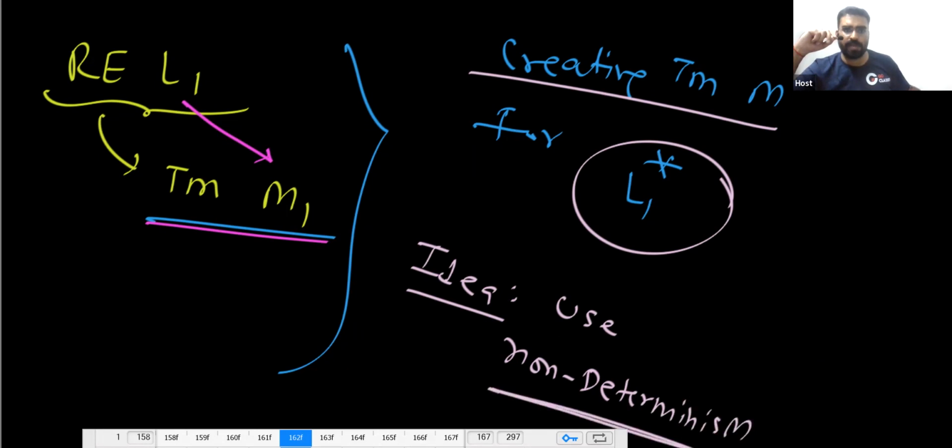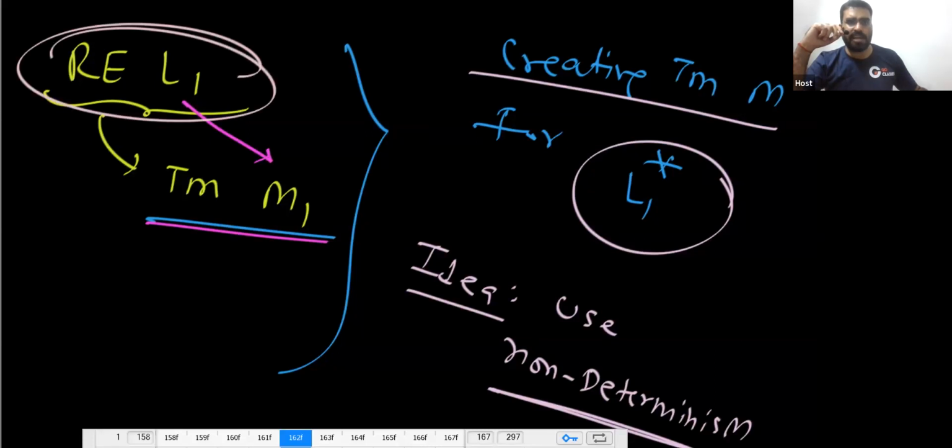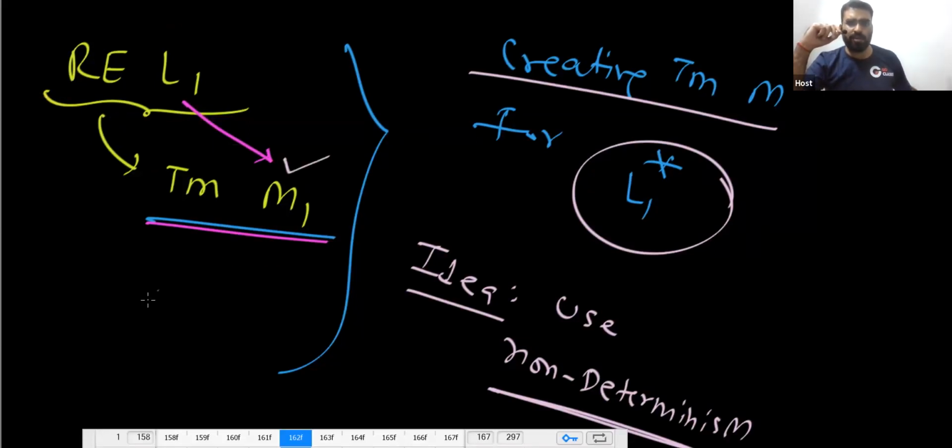Okay, is this clear? Tell me, is this proof clear? Like this idea, not the proof, but the idea. Is this idea clear? So for language L1, very simple. For language L1, there is a Turing machine M1. So we have only one Turing machine. Now we want to create a Turing machine M for L1 star.